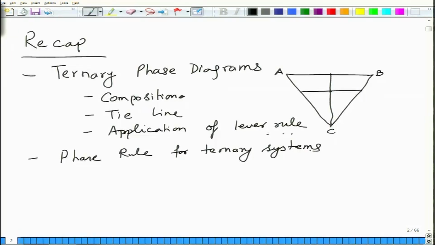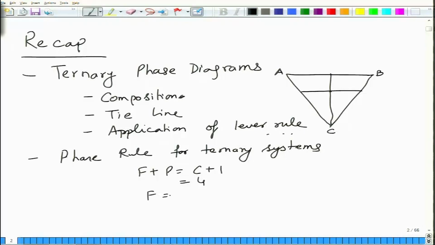The phase rule for ternary systems is slightly different because you have one extra component. So if you have F plus P is equal to C plus 1, then since you have C as 3, this is 4, and depending upon the number of phases that are present, you can have degrees of freedom ranging from 0 to 3. For example, you can have a 4-phase equilibrium.